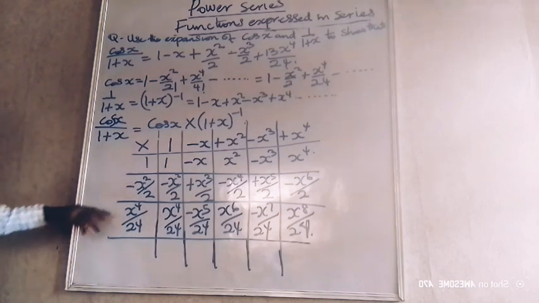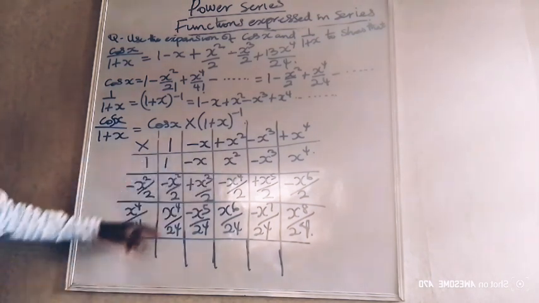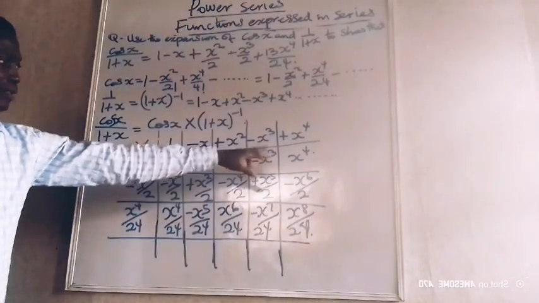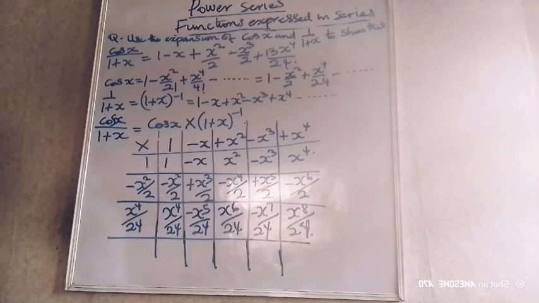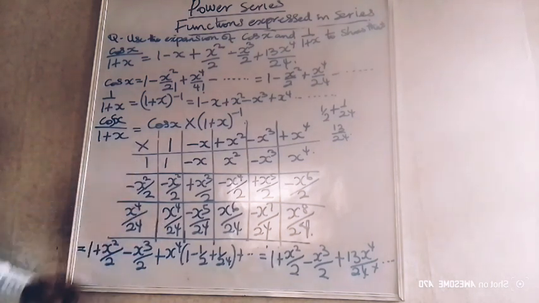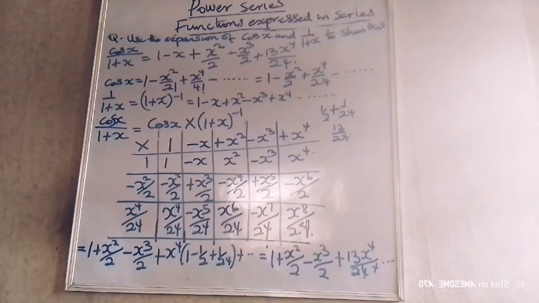So from here I have 1, x, minus x squared, x cubed. So x raised to the power 4 is there. Those are the ones that matter to me. So you can see, I brought out the terms of x squared, x cubed, x raised to the power 4. So that is the answer. You can see, very easy and straight to the point.